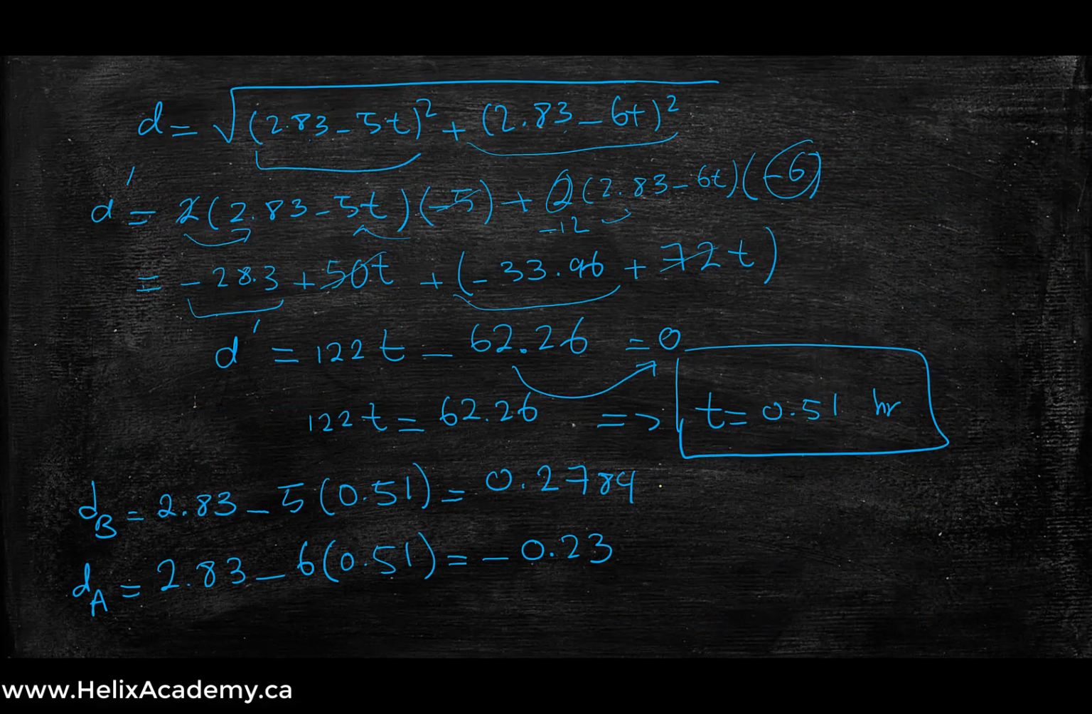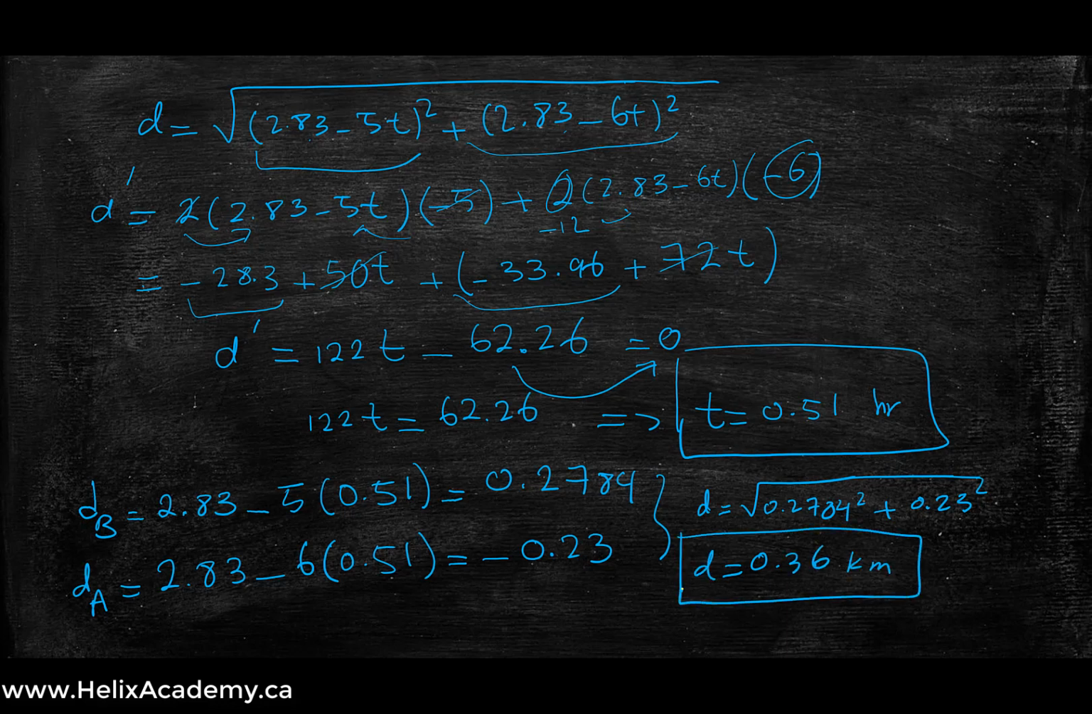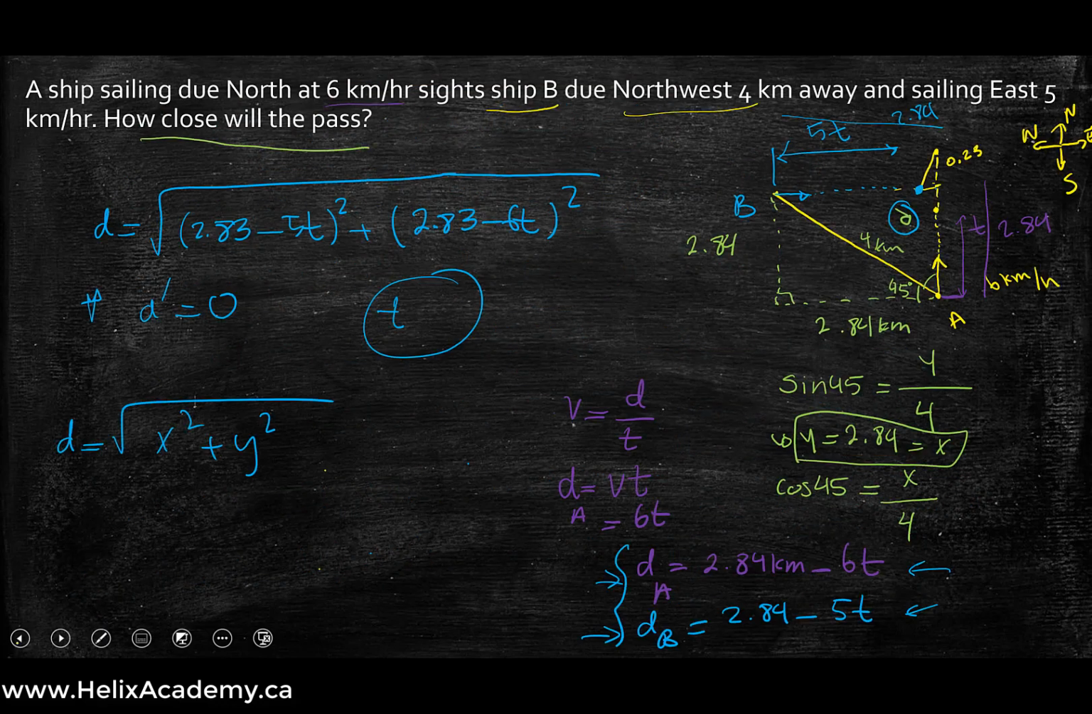Okay, now that I have this, finding d is easy. All I need to do is take the square root of this to the power of 2 plus 0.23 to the power of 2, and that will give me 0.36 kilometers. So they would be 0.36 kilometers apart, and that is the shortest distance that they're going to be relative to each other. That's about it.